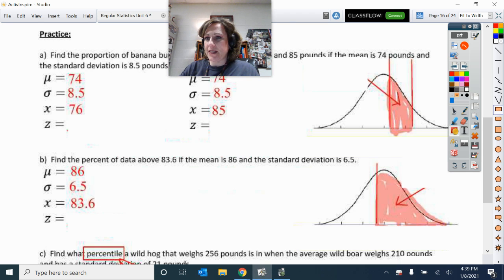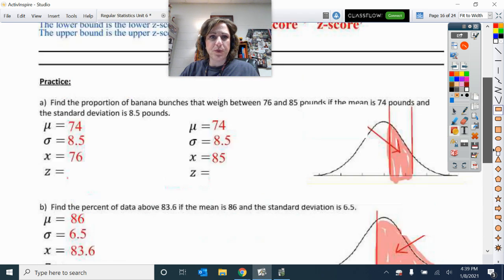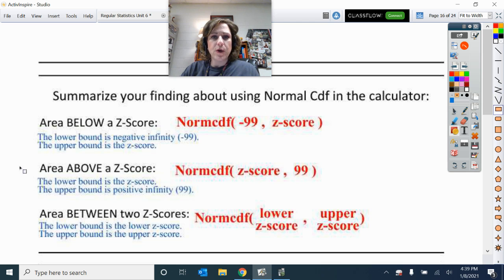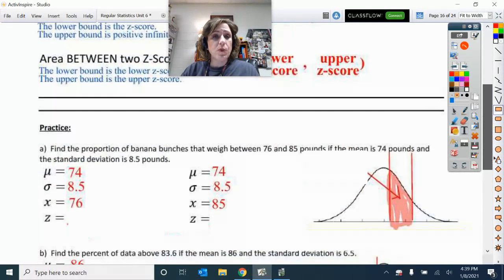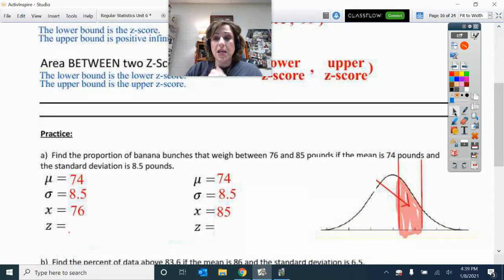All right, let's see how you did on these three practice problems. Remember our help with finding the areas, whether that's area below, above, or in between. So here we go. This first problem was about a bunch of bananas, literally, and we wanted what's the probability that the weight was between 76 and 85. So see, that is 2 pounds. So they wanted to know between 76 and 85.